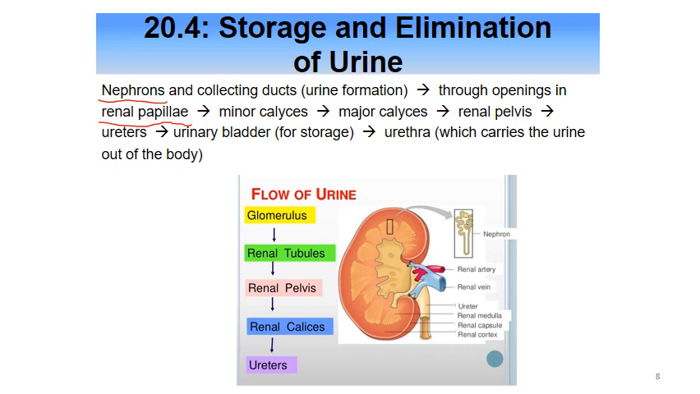Renal pelvis refers to this central part of the kidneys. Then the ureters are the tubes that take the urine out of the kidneys. Ureters connect to the bladder, and then the urethra is the outer canal that takes the urine to the outside.